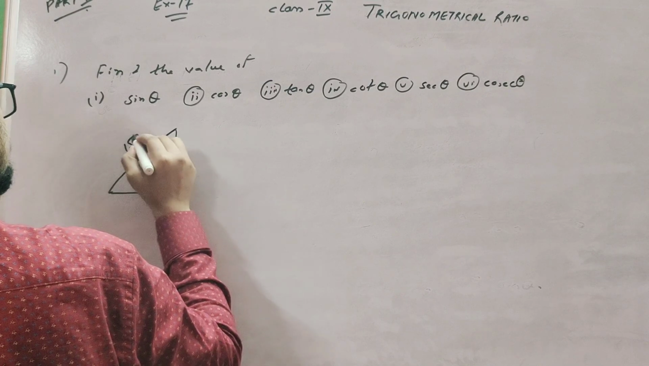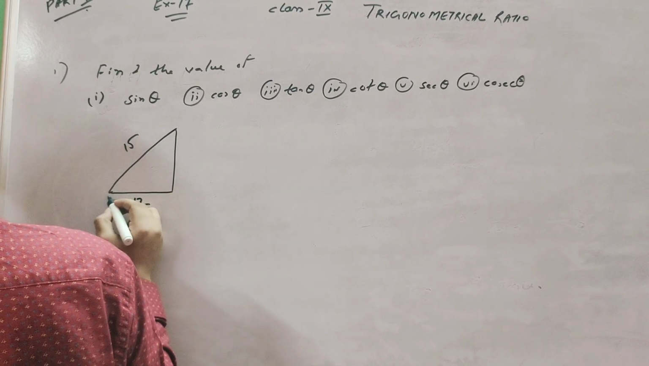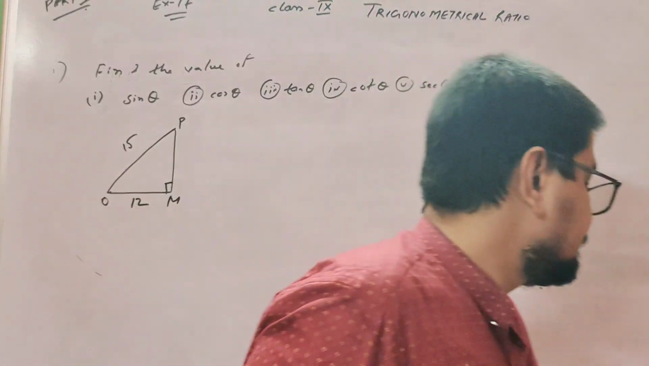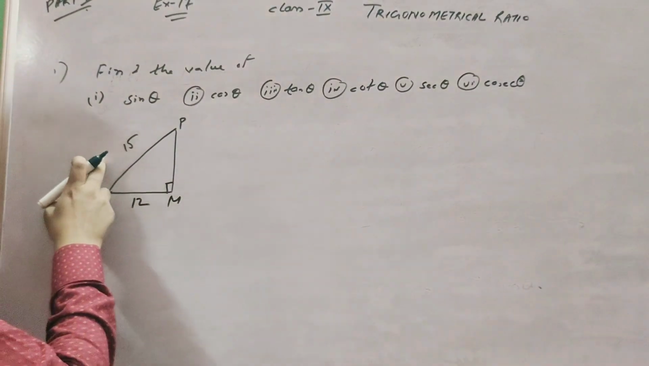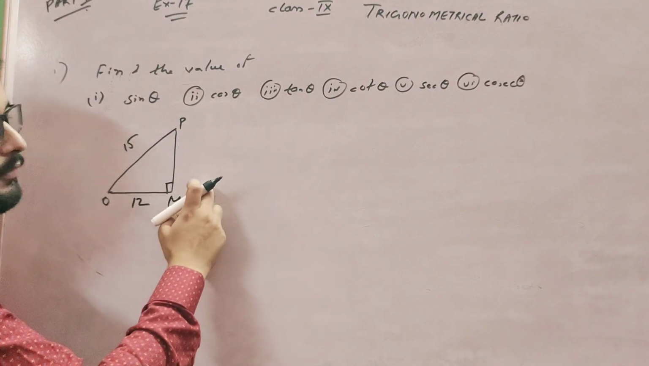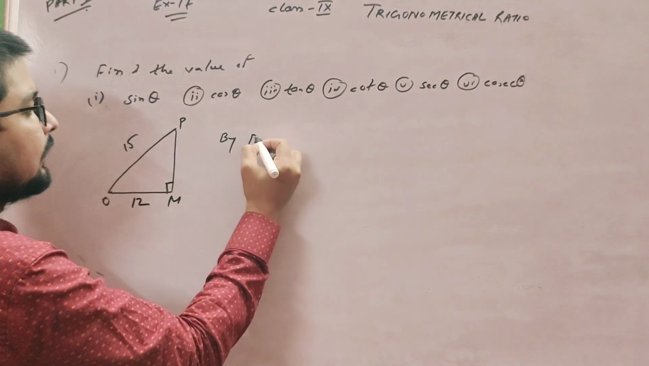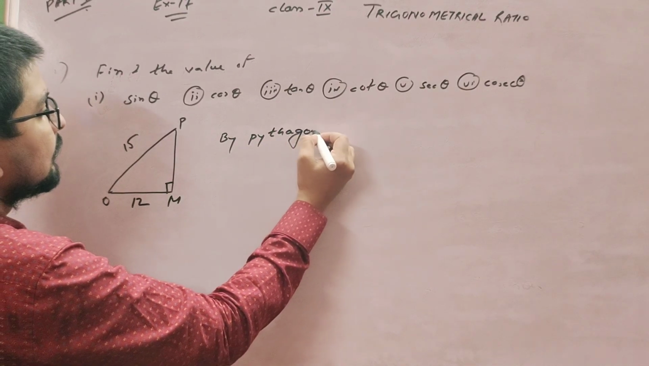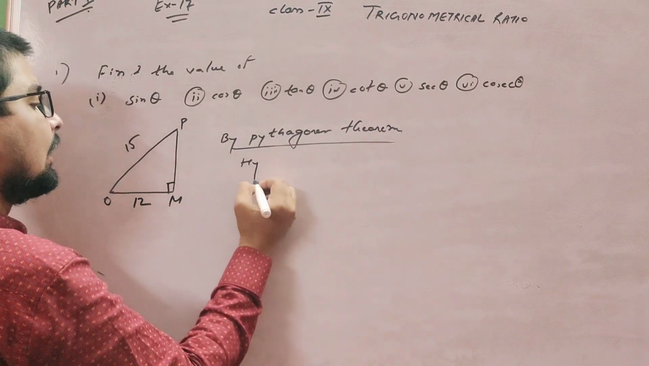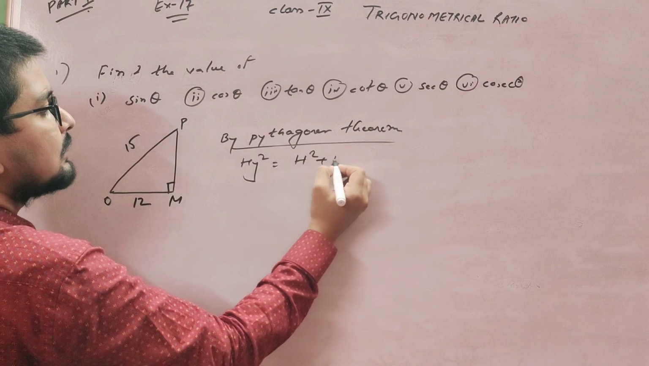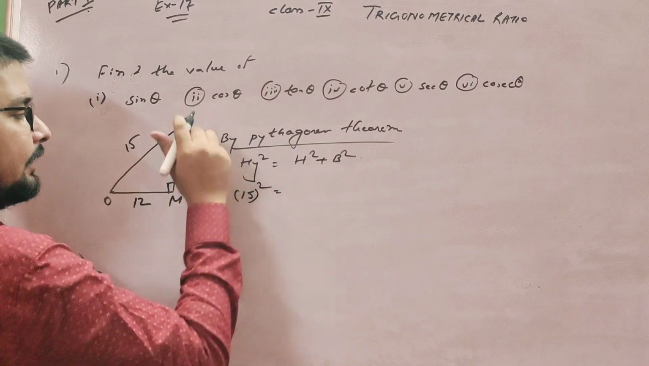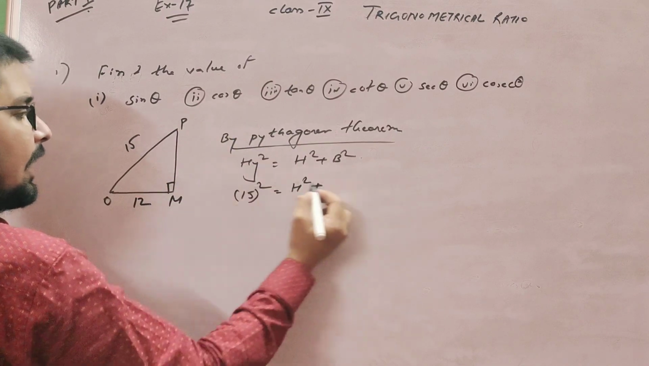Given that is 15 and 12, and it has O, M, P, and 90 is given here. So first of all you see that the opposite of 90, the hypotenuse, is given and the base is given here, but the height is not given. So by Pythagoras theorem, we know that hypotenuse square equals height square plus base square. So hypotenuse is 15 square, height is not given, and base is 12 square.